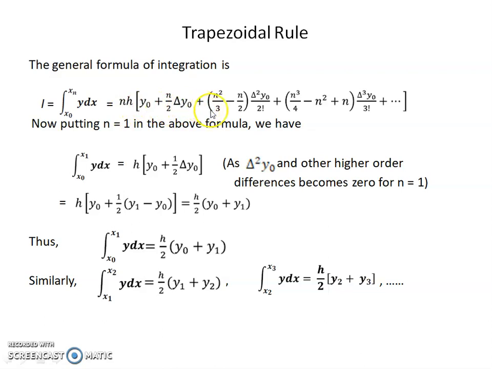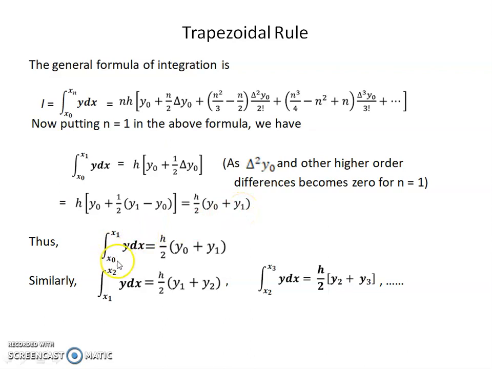Since n is equal to 1, all these higher order differences become 0. Del square y naught is 0, del cube y naught is 0. All the higher order differences are 0. So integration x naught to x1 y dx is nothing but h times y naught plus half del y naught. And we know del y naught is the forward difference, that means y1 minus y naught. If we put y1 minus y naught here, we obtain h divided by 2 times y naught plus y1.